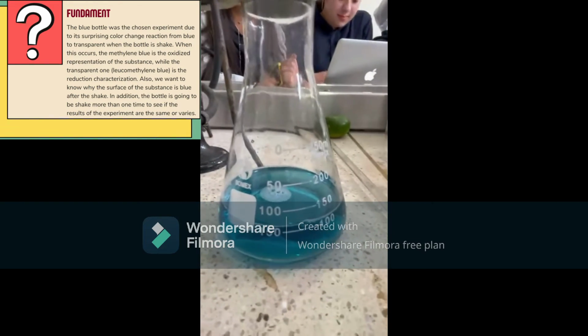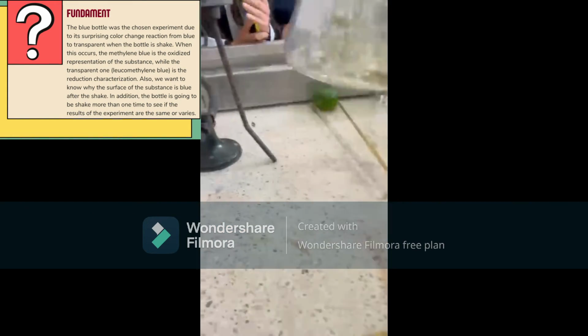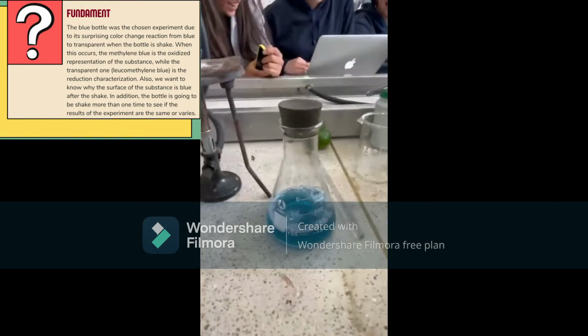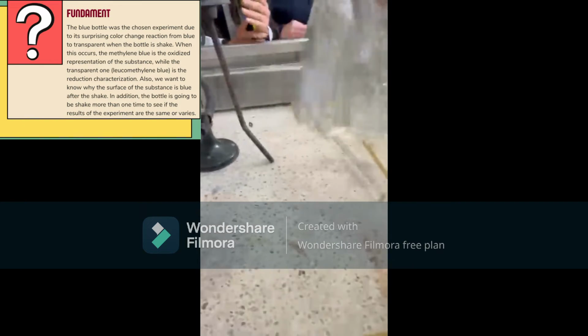The glucose will be oxidized by the oxygen of the air in the bottle to form gluconic acid, represented as sodium gluconate, while the methylene blue is reduced to colorless leucomethylene blue.